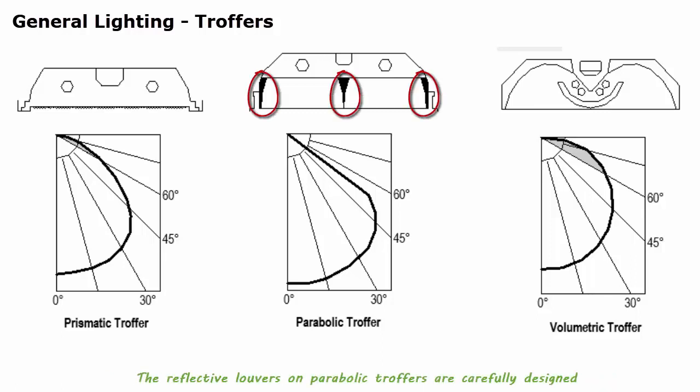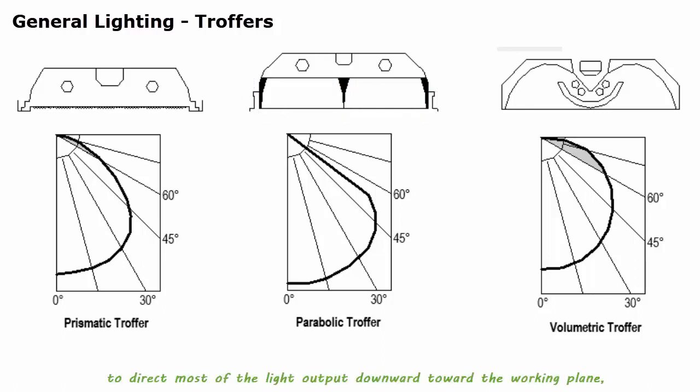The reflective louvers on parabolic troffers are carefully designed to direct most of the light output downward towards the working plane, allowing the desired luminance to be achieved with a lower total lumen output. However, since parabolic fixtures direct the majority of the light downward, there's little or no output above 60 degrees. This can result in a dark ceiling and upper walls, the cave effect.